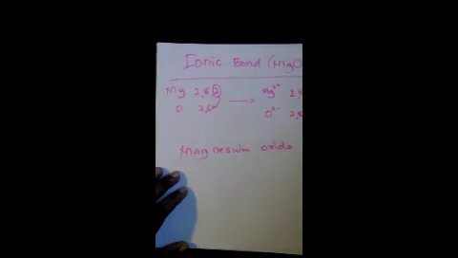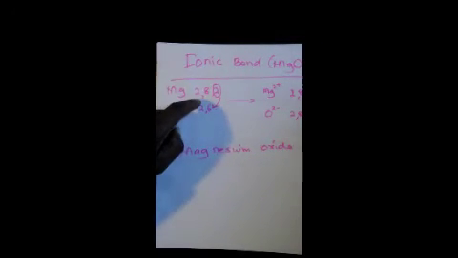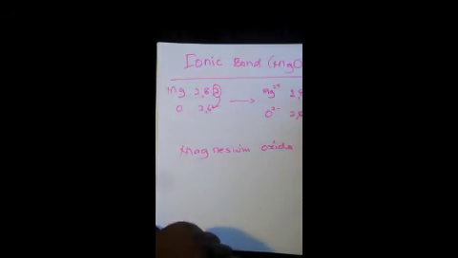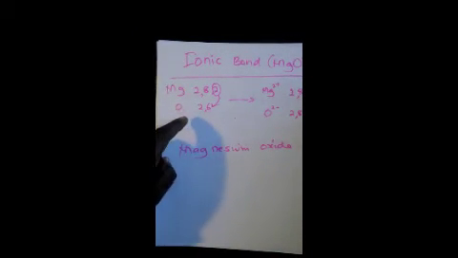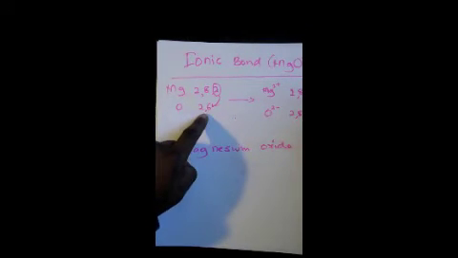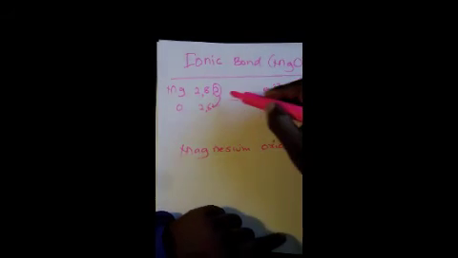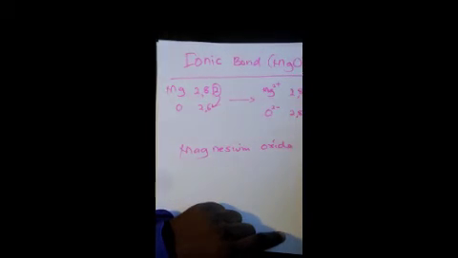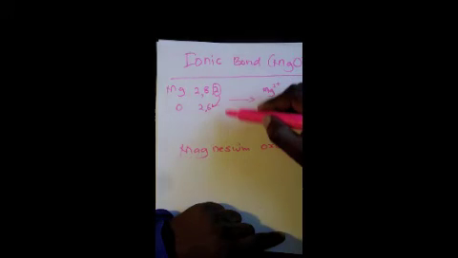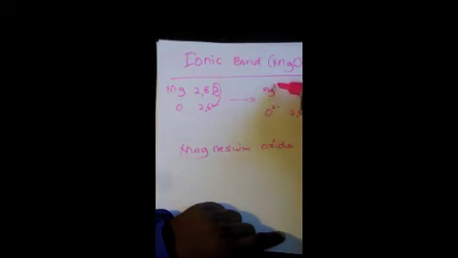The next one is magnesium oxide. Magnesium atom has got 2 electrons inside, 8 in the next one, and 2 on the outside. On the other side, oxygen has got 2 electrons inside and 6 in the next one. So when the reaction takes place, both of the electrons in the magnesium atom are going to be transferred to the oxygen atom.